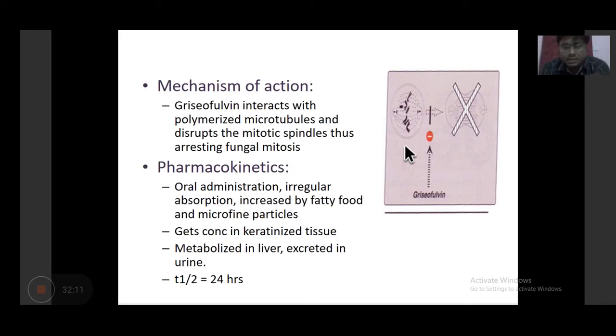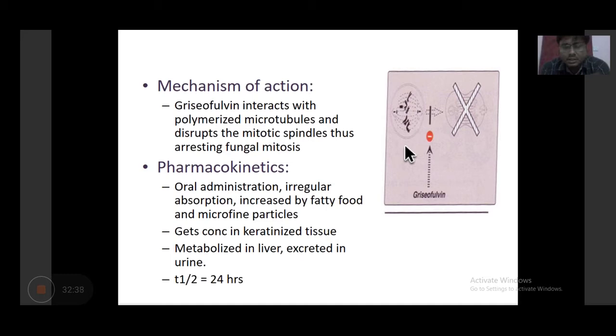Here you can see the mechanism of action. As I already told you, it interacts with polymerized microtubules and disrupts the mitotic spindles. This is all about griseofulvin. To remember the mechanism of action, that by inhibiting the mitotic spindle, it is acting at the level of nucleus. Okay, not at the level of cell membrane or cell wall. So there are two drugs which are acting at the level of nucleus. One is griseofulvin, one is flucytosine, which we will see.